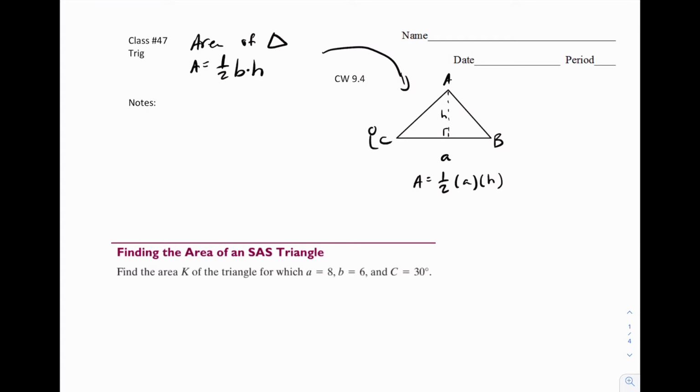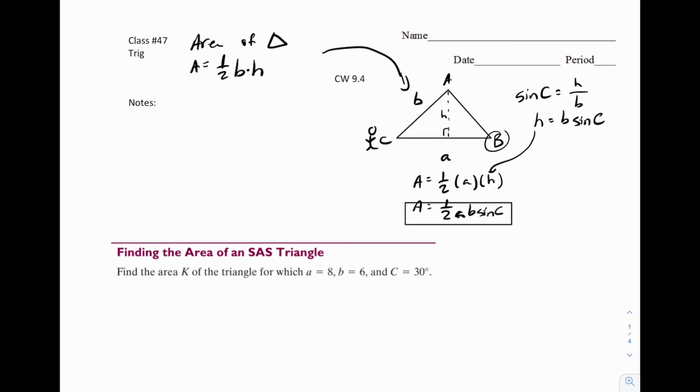So imagine you're standing right here. Let's do some trig on the side. Sine of C should equal, and notice how if this is B over here, this should be little b, H over B, which means H should equal B sine C. So let's plug that in right there. And now I have a pretty cool formula. A is equal to 1/2 AB sine C. And that's going to be the first formula we're going to use today.